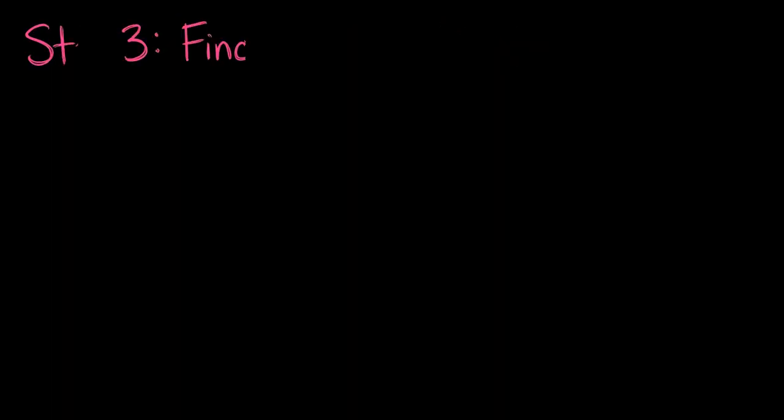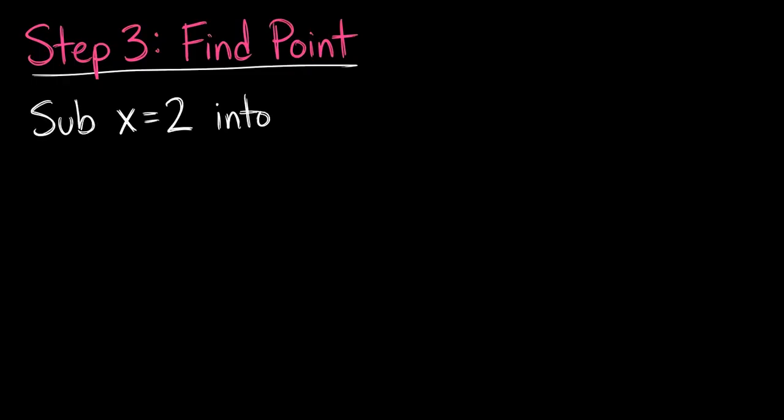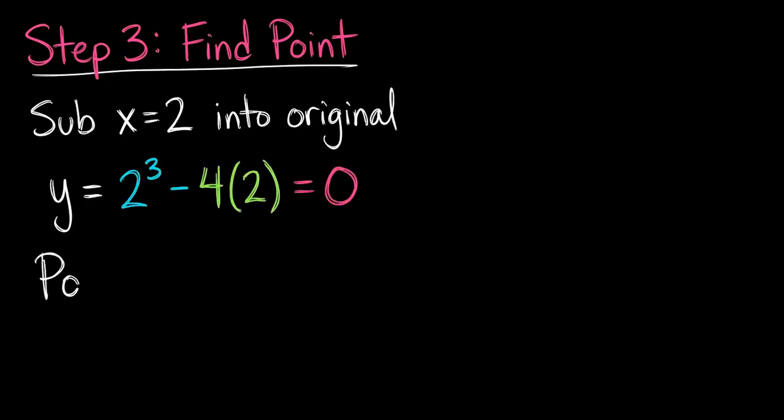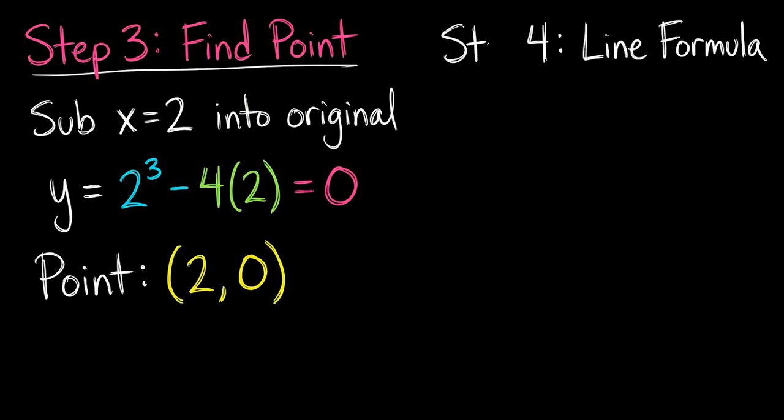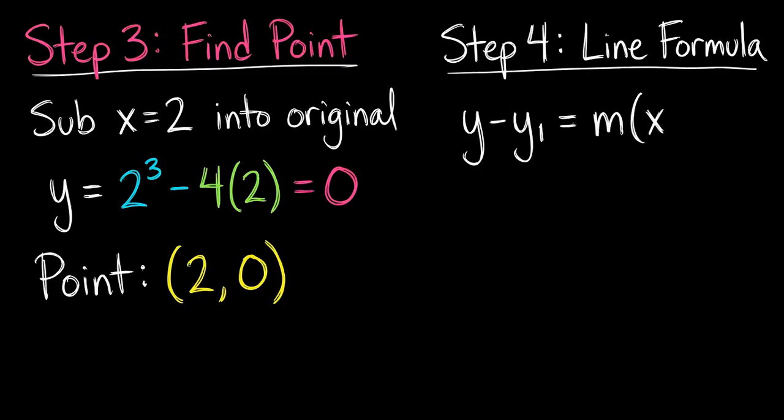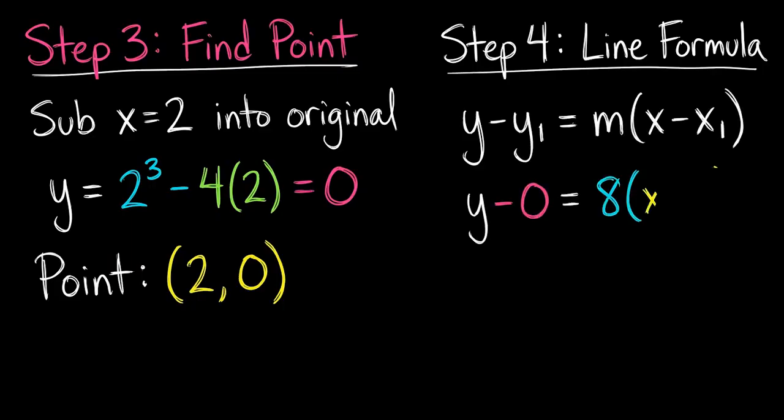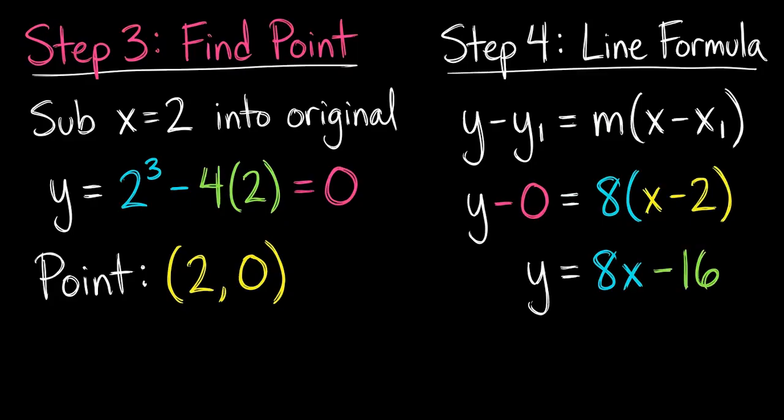Step 3 is find the point on the curve. Substituting x equals 2 into the original equation gives y equals 0, so the point is 2, 0. Step 4 is use the straight line formula y minus y1 equals m times x minus x1. That gives y equals 8x minus 16.